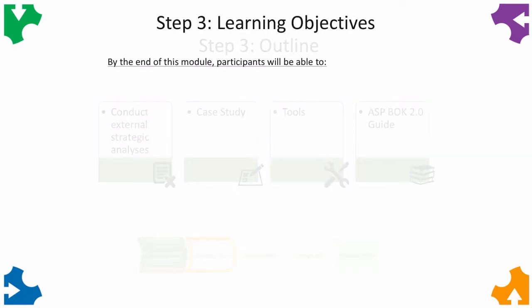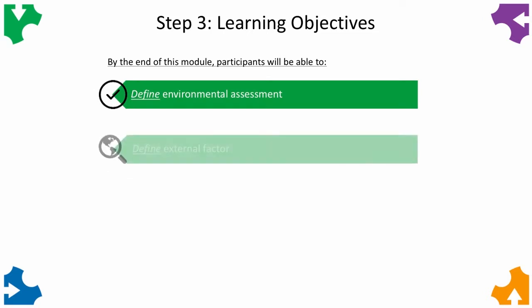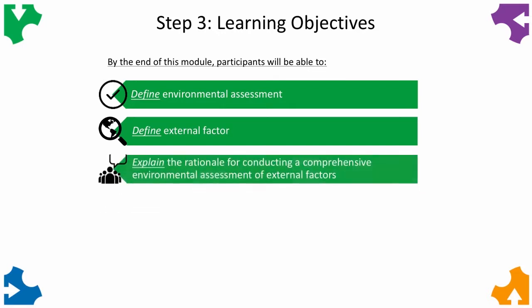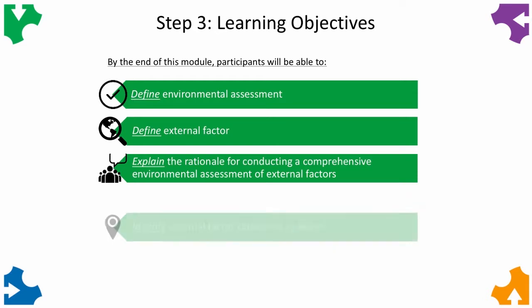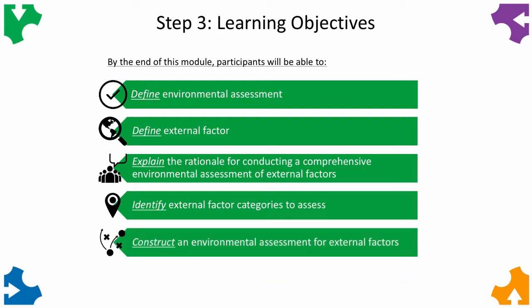The learning objectives for step 3. By the end of this module, you'll be able to define environmental assessment, define what we mean by external factors, explain the rationale for conducting an assessment of the external environment, identify factor categories that you need to assess to have a good feel for the environment, and then be able to construct an environmental assessment of the external environment.